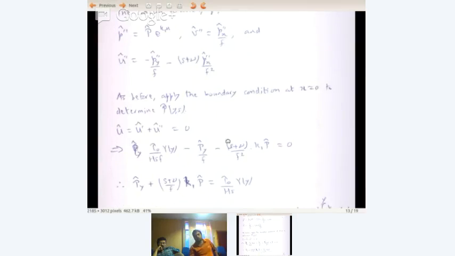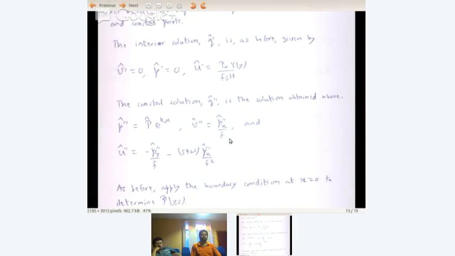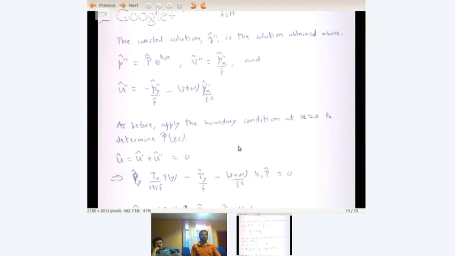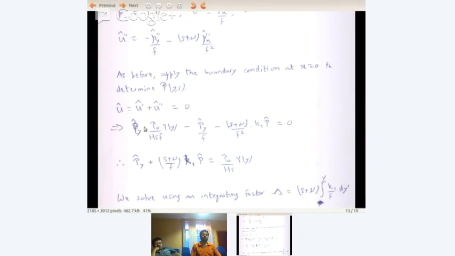As before, we apply the boundary condition at x equals 0 to determine capital P hat. U hat is U prime hat plus U double prime hat, and that has to be 0 at x equals 0. So when you set x to 0, you basically set that exponential term, e power k1x, to 1. And the expression you get is tau naught by HSF into y of y minus p hat y by f, where p now is the capital P, the amplitude, minus s plus nu by f squared into k1 into p hat equals 0.